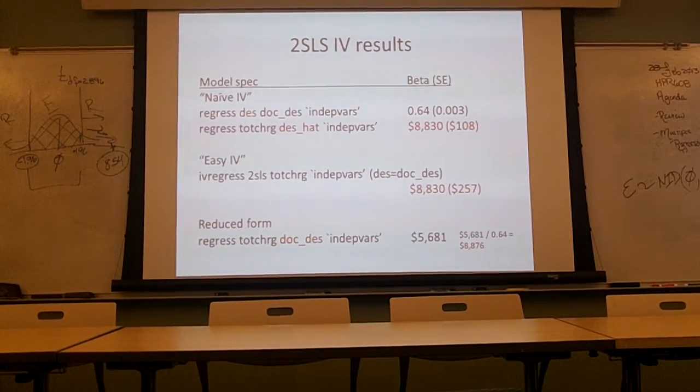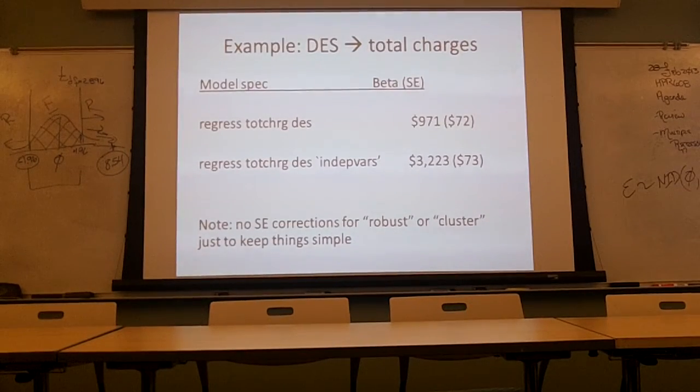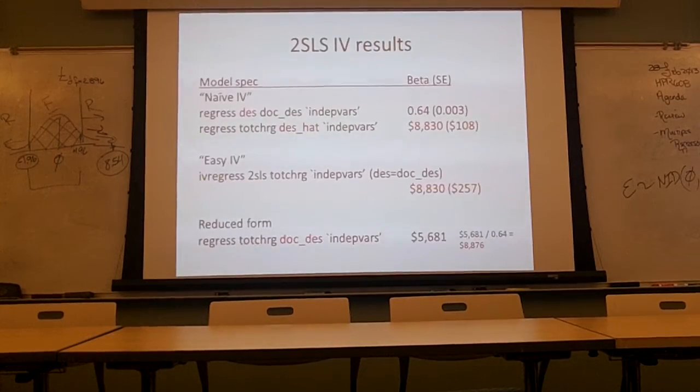So we could stop here and say, okay, we did our two-stage least squares. We've got estimates ranging from $1,000 to $3,000 to $9,000. But wait, there's more.